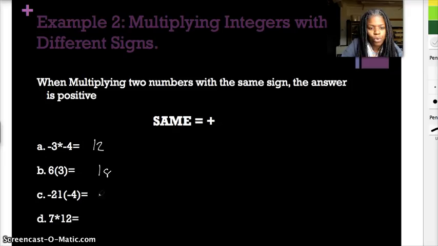-21 times a -4 gives me a negative 84. 7 times 12 also gives me 84, and it's positive. I said negative 84, my bad. Negative times negative is a positive. So when the signs are the same, our answer is positive.